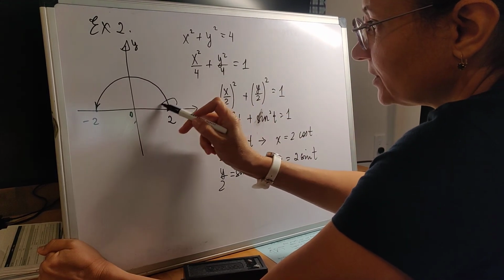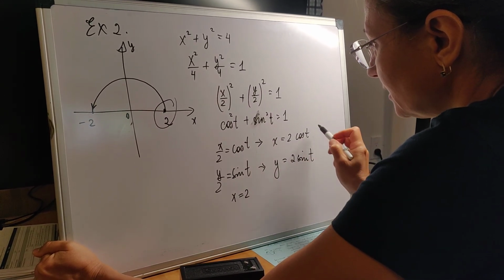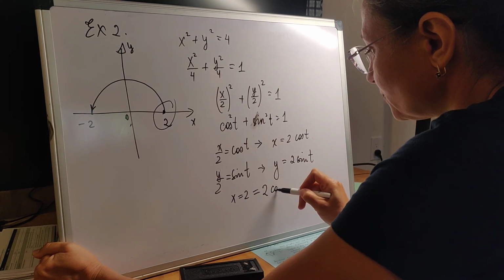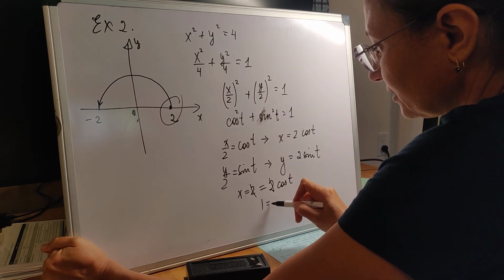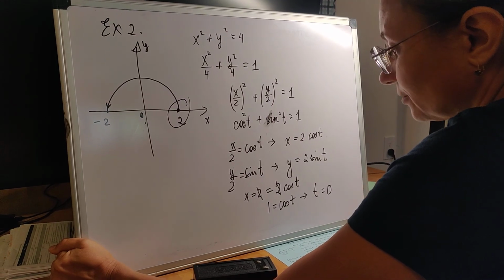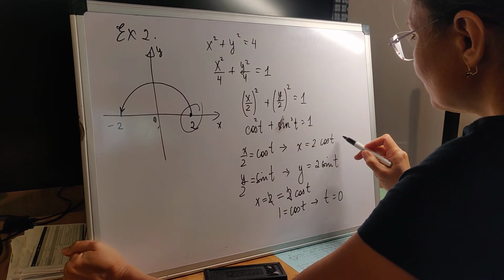I'm going to start with this point. The beginning point has coordinates x equals 2, right? So I'm going to plug it into my equation and try to find which t corresponds to this. Well, I see that 2 and 2 here cancel, and the cosine of t equals 1, which tells me that t equals 0, right? So my first point is t equals 0.